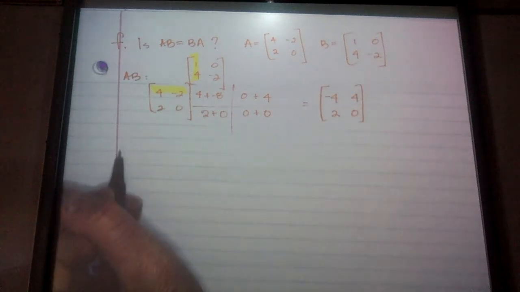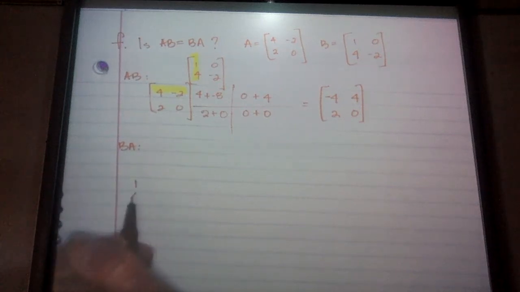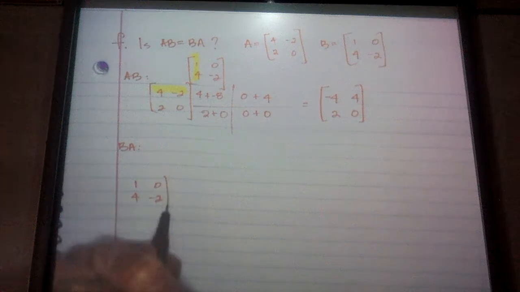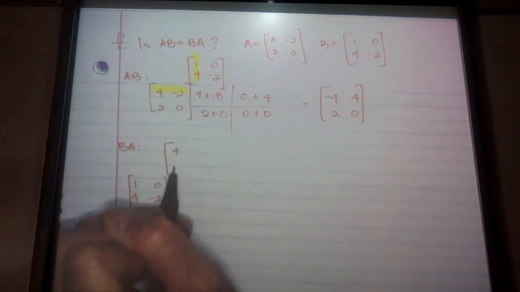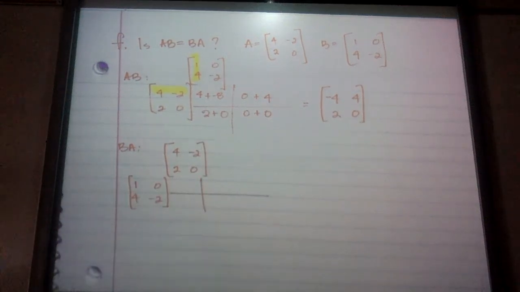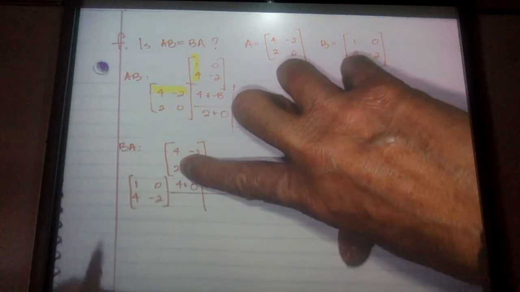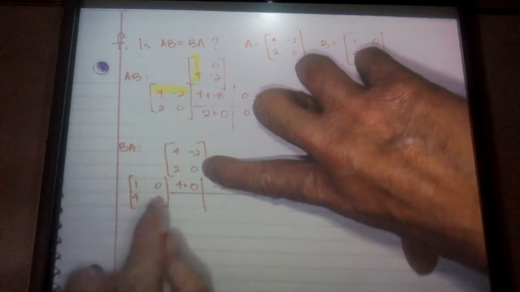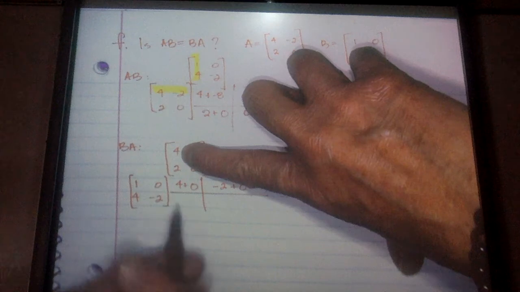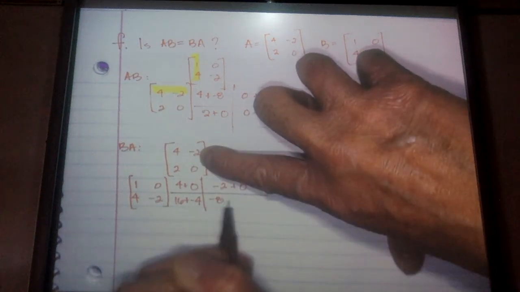Now let's find B times A. So in B times A, I would list B first, and then A, which is 4, 2, -2, 0. And I'm going to set it up like this. 4 times 1 is 4, plus 2 times 0, 0. 1 times -2, and 0 times 0. Next row, 4 times 4 is 16, plus -4, and -8 plus 0.